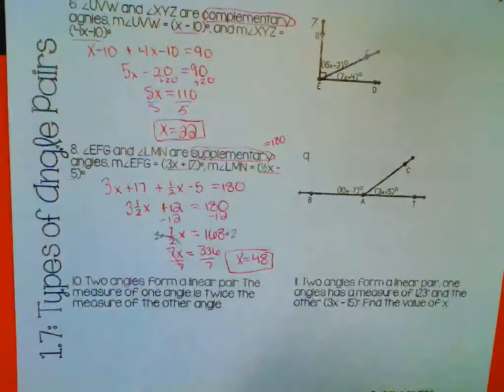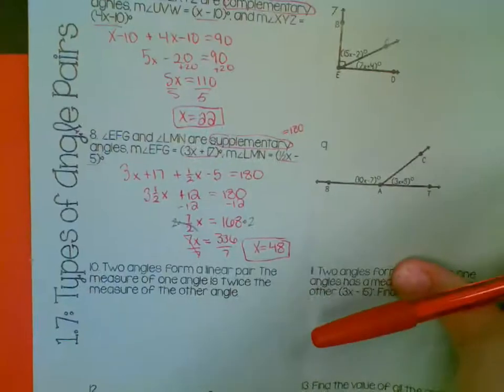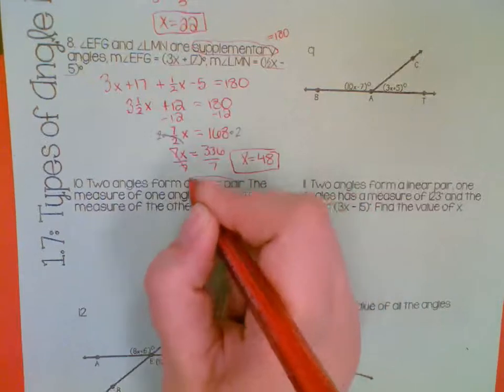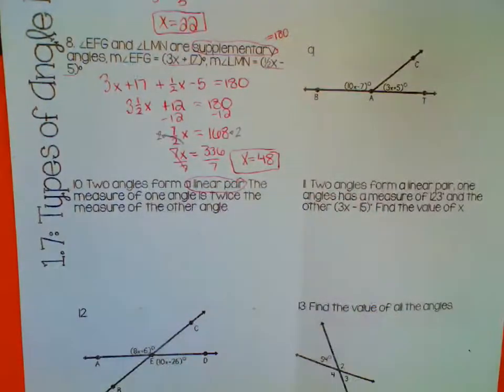Okay, awesome job. So let's look at number 10. Number 10 says 2 angles form a linear pair. So what does that mean? Good, they equal 180. The measure of one angle is twice the measure of the other angle.